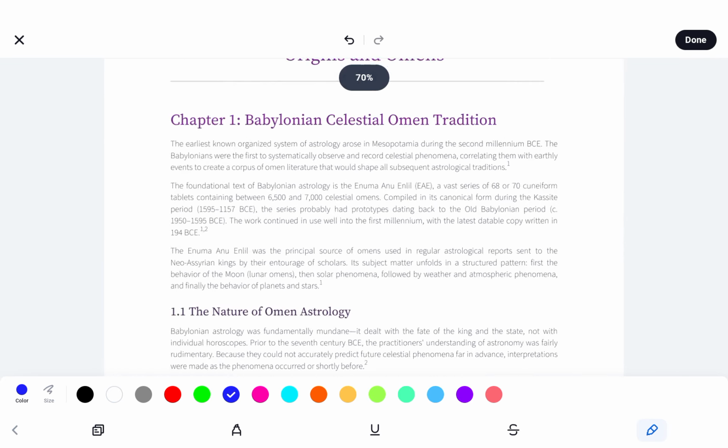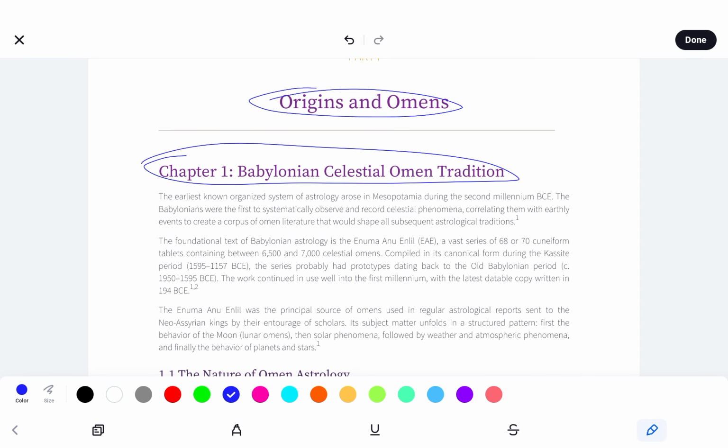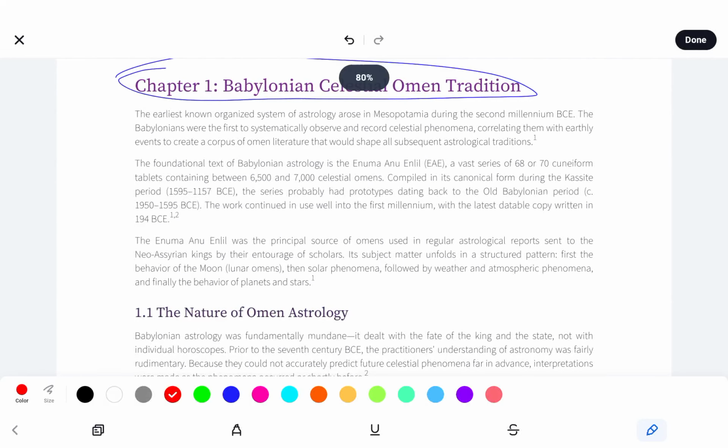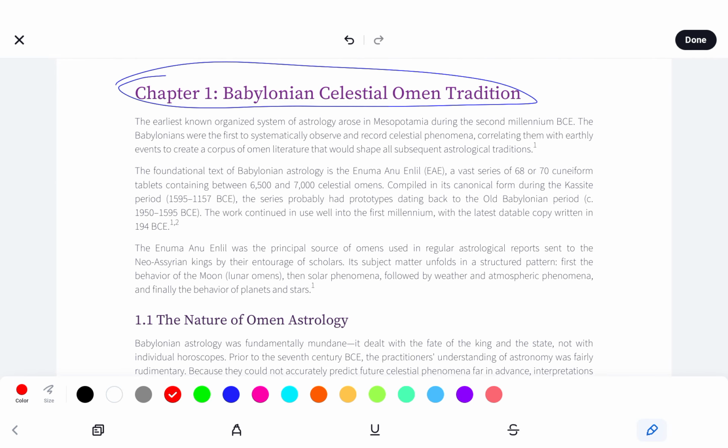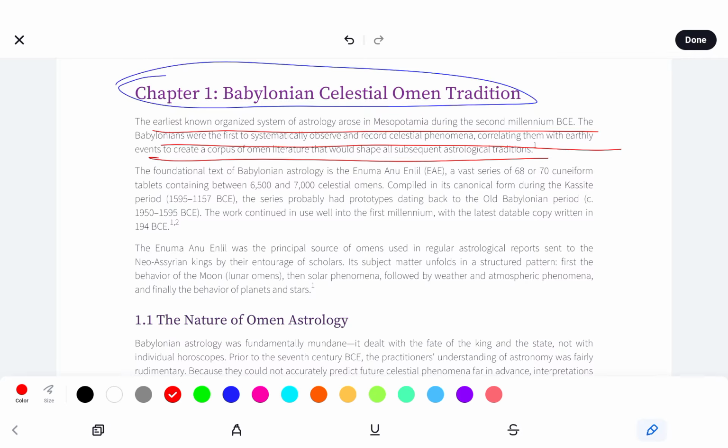Okay. So beginning with origins and omens. So first we go over the Babylonian celestial omen tradition here. And the thing about this is the earliest known organized system of astrology arose in Mesopotamia during the 2nd millennium BCE. Okay. The Babylonians were the first to systematically observe and record celestial phenomena, correlating them with earthly events to create a corpus of omen literature that would shape all subsequent astrological traditions.